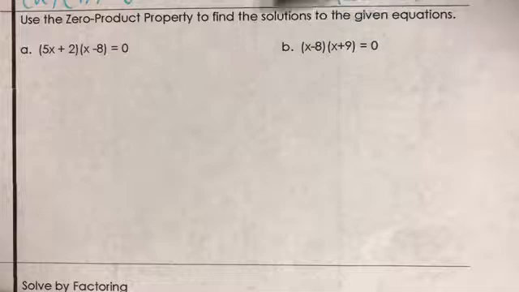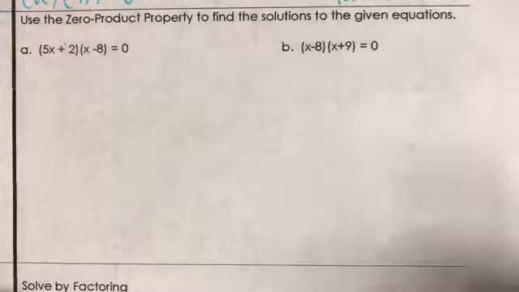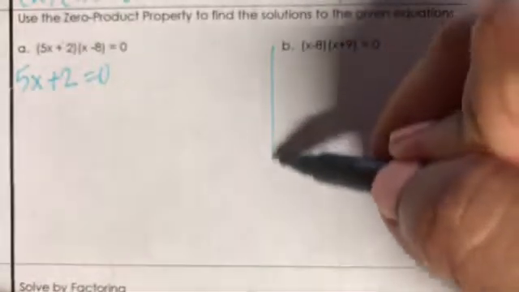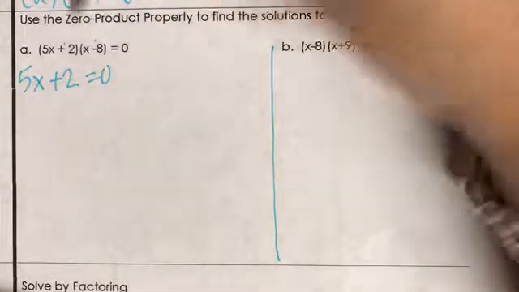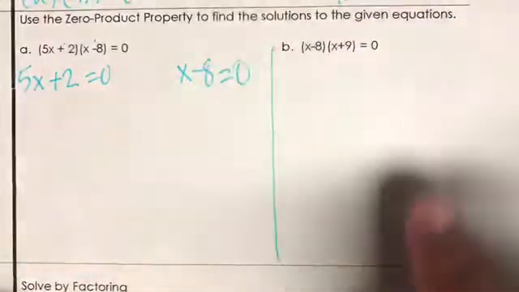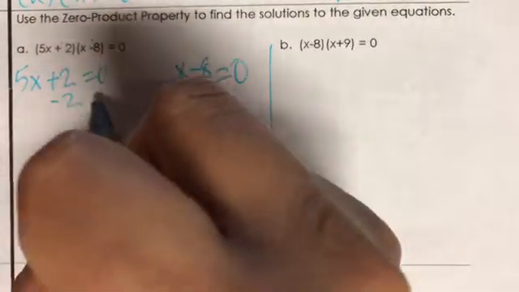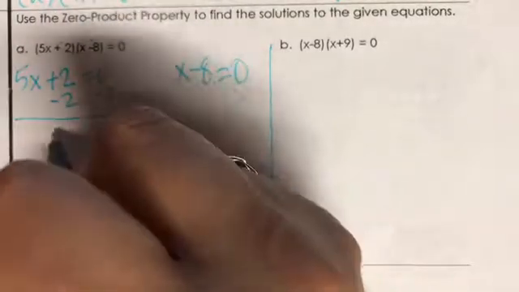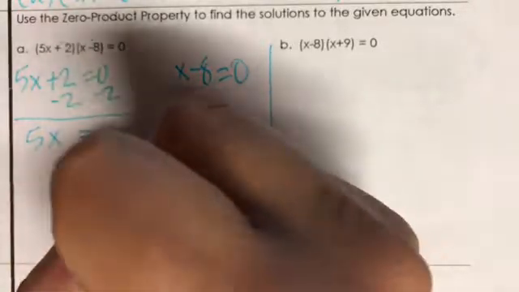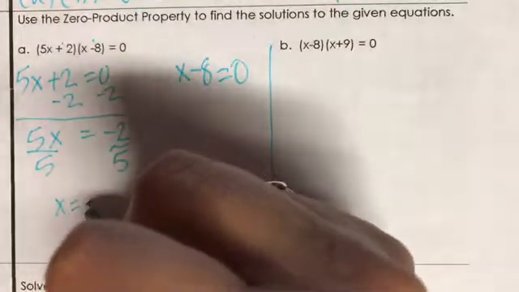So when I look at this, I notice that this is already a factored quadratic. So I'm going to say 5x plus 2 equals 0. And for the second binomial, I'm going to say x minus 8 equals 0. And for each of these, I'm going to solve for x. So you have a left-hand side and a right-hand side. Subtract 2 from both sides. 5x equals negative 2. Divide by 5. x equals negative 2/5.